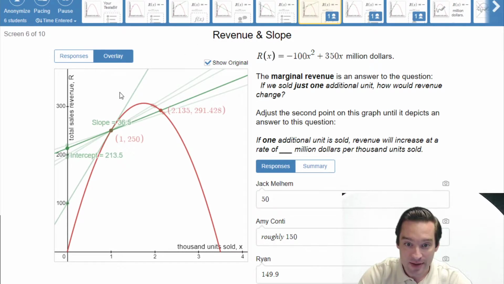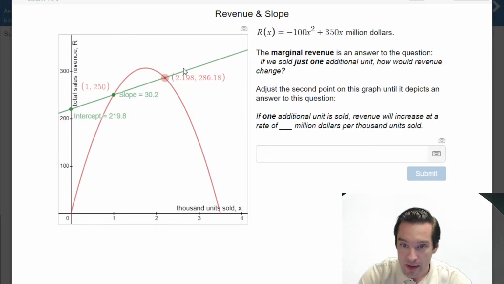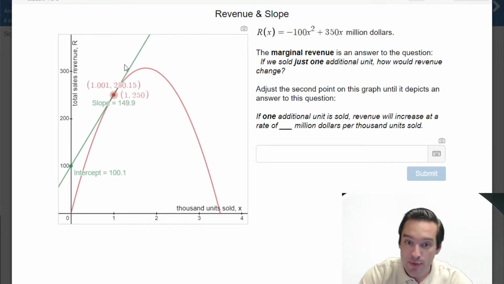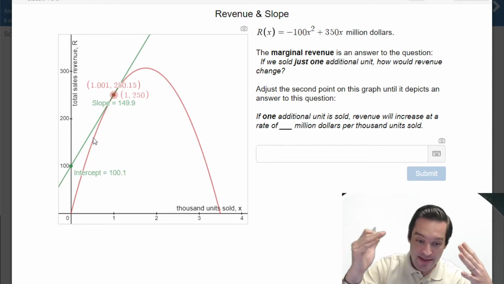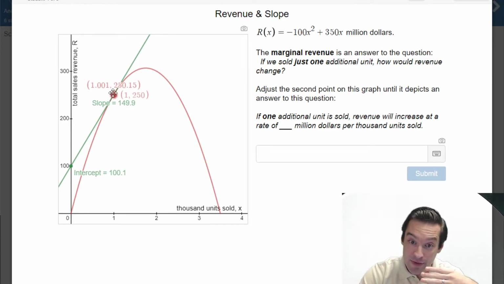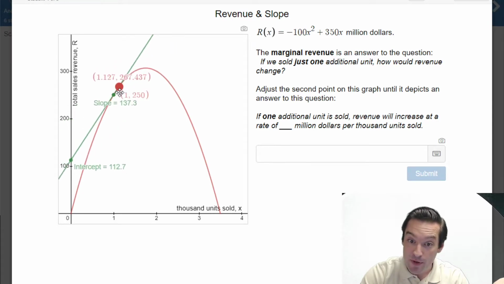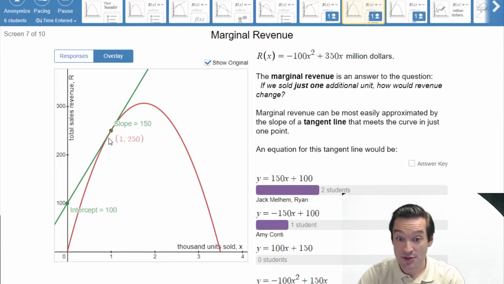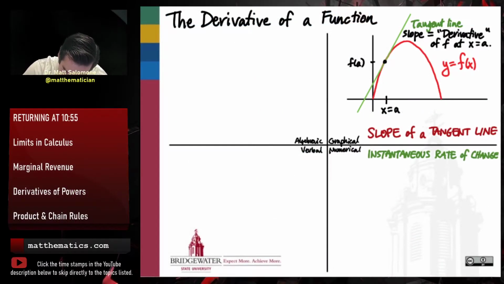So the slope of the tangent line is the slope that we get as that second point approaches the first point. And we compute the slopes of the lines on the graph as that second point gets arbitrarily closer to the first one. And on this graph, the closer that my second point gets to my first point, the more that slope starts to look like the number 150, right? And so the number 150 actually is the slope of that tangent line to the graph. And another name for the slope of a tangent line is it's the derivative of this function at the point x equals 1.